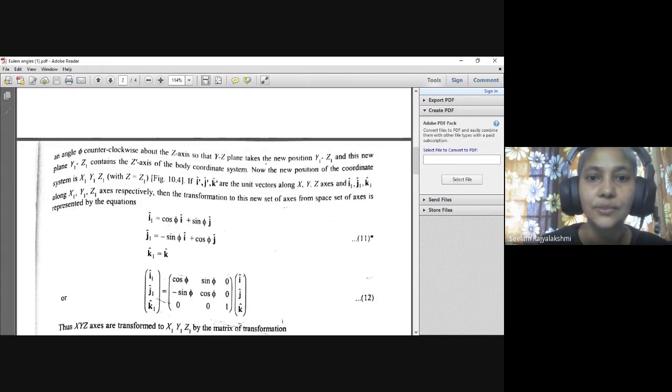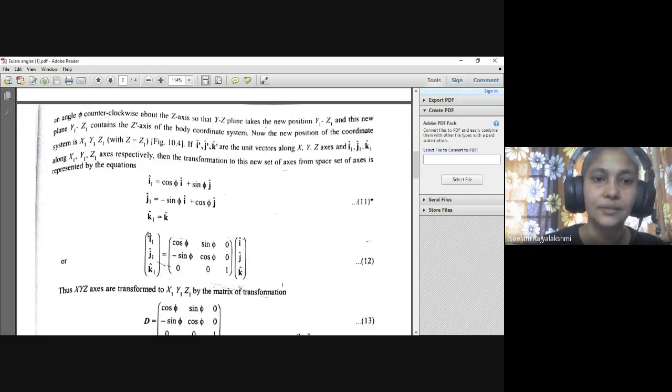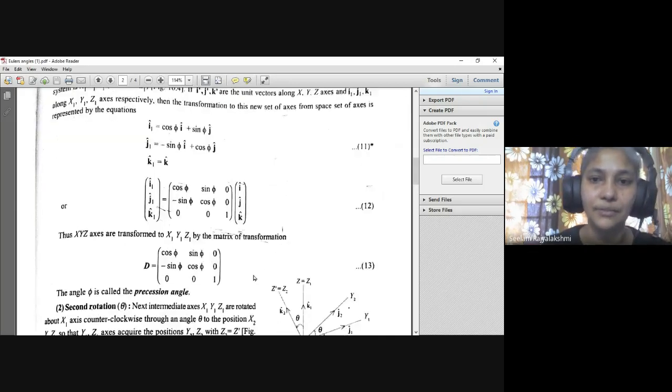Then the transformation from the space set of axes to this new set of axes is represented by the equations: i1 equals cos phi i bar plus sin phi j bar. j1 equals minus sin phi i bar plus cos phi j bar, and k1 equals k bar. Writing this in matrix form, i1, j1, k1 equals cos phi, sin phi, 0; minus sin phi, cos phi, 0; and for k we obtain 0, 0, 1, multiplying the unit vectors i, j, k.